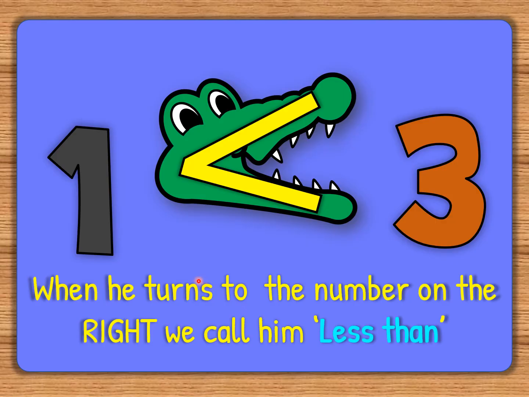When he turns to the number on the right, we call him less than. So when he turns to eat the number on this side, this is the right side, when he looks like this, facing that way, we call him less than.